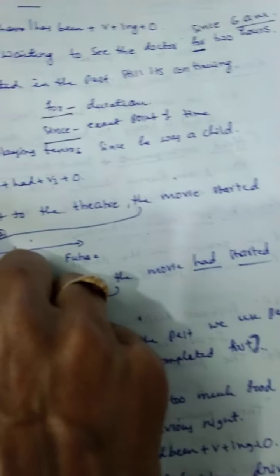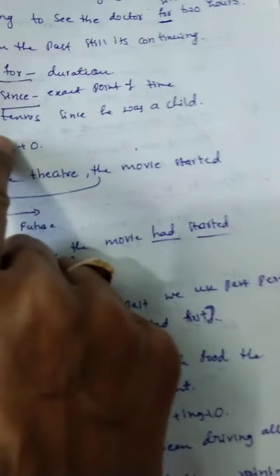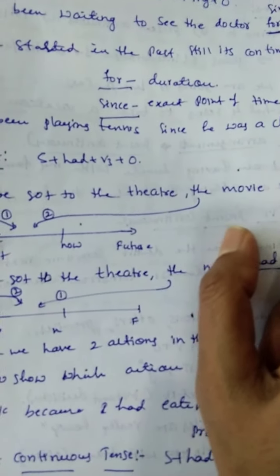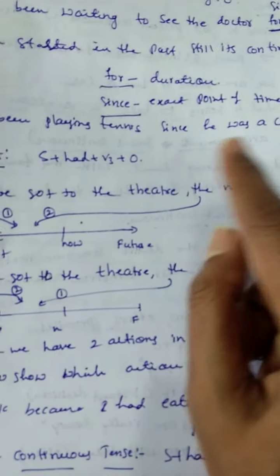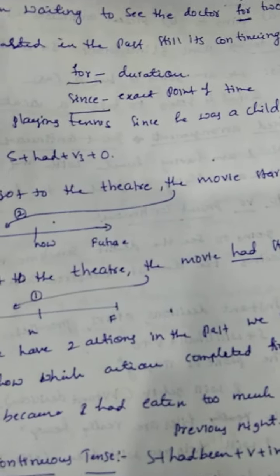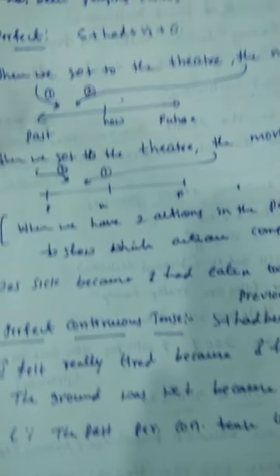Okay, and I have given one more example: He has been playing tennis since he was a child. Since he was a child, he has been playing tennis. Okay, this is about present perfect continuous tense.